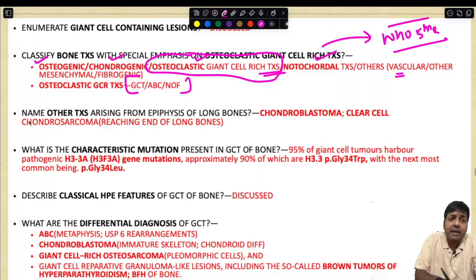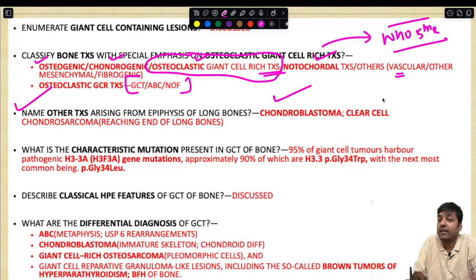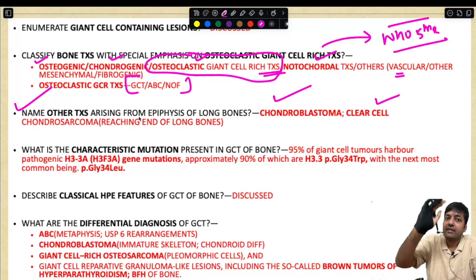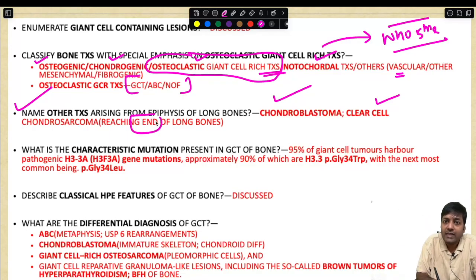Next question is, name other tumors which are arising from epiphysis of long bone. So one is the GCT that we have seen. Next is chondroblastoma, and then we have a variety of chondrosarcoma, that is clear cell variety of chondrosarcoma, which arises from the metaphysis, diaphysis, but might reach the epiphysis end of long bones also. So in case of clear cell chondrosarcoma, they might reach the epiphysis also.